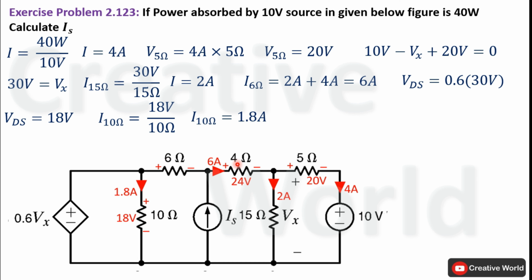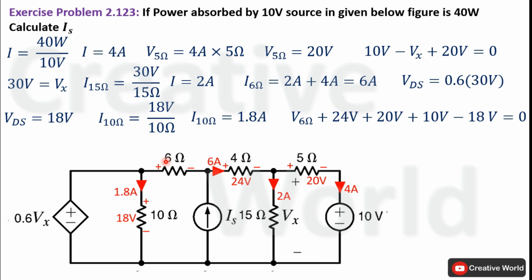Voltage across this 4 ohm resistance will be equal to the product of current through it and the value of resistance. 6 ampere multiplied by 4 ohm will result 24 volt. This value was not calculated in these steps, so I have calculated it manually. Now we will write Kirchoff's voltage law equation for this outer closed loop.